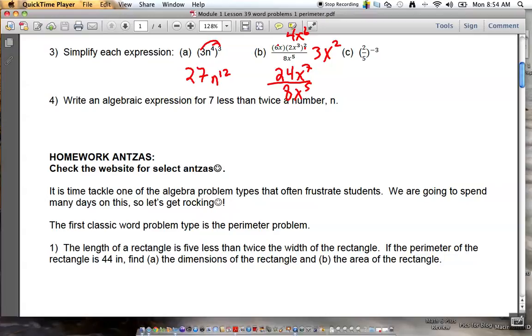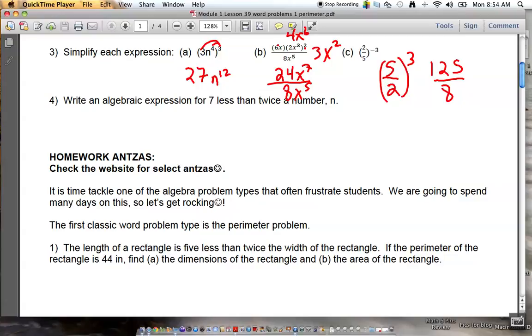Negative exponent. Reciprocal. You guys are lame today. That makes it 5/2 to the positive 3, which is 125 over 8. That was right. Okay?